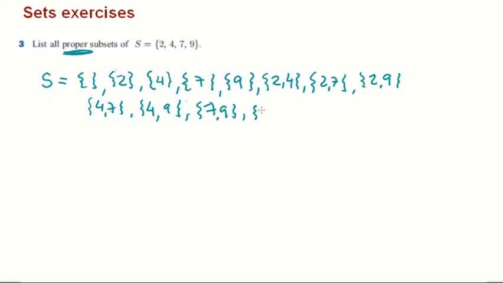So now trios. So 2, 4, and 7. 2, 4, 9. 2, 7, and 9. What else? 4, 7, 9. Now, if we try to get any other set, we would have 4 elements, or we would just change the order. So how many subsets do we have? 1, 2, 3, 4, 5, 6, 7, 8, 9, 10, 11, 12, 13, 14, 15 sets.